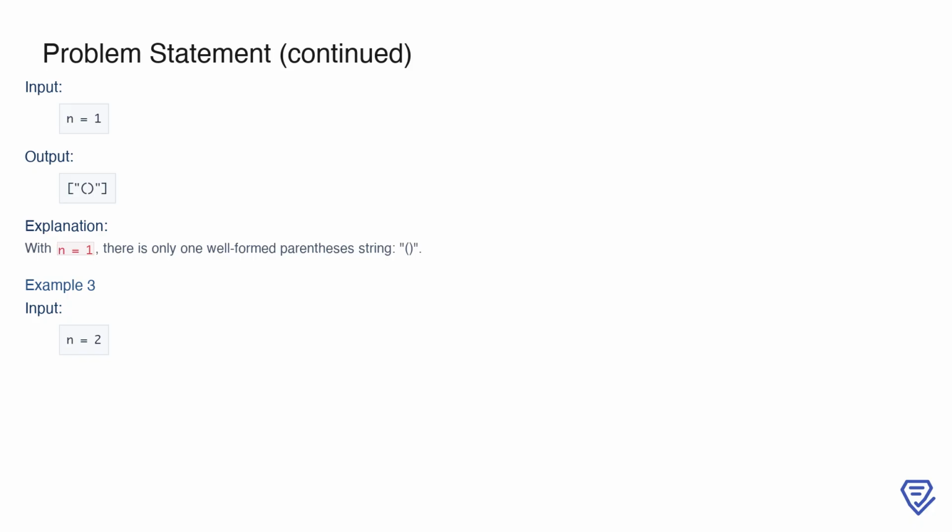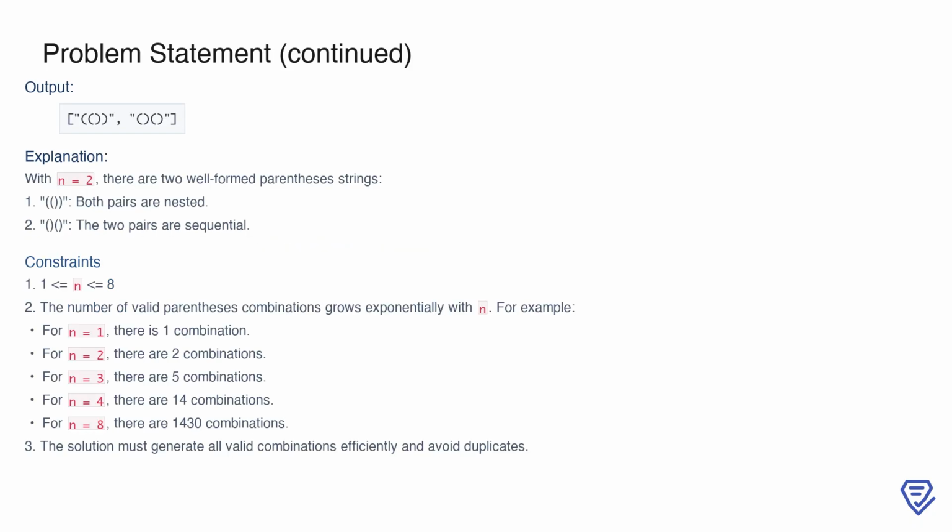These examples demonstrate how the number of combinations grows as n increases, and they highlight the importance of proper nesting and balance. The constraints of the problem specify that n can range from 1 to 8, and the number of valid parentheses combinations increases exponentially with n.